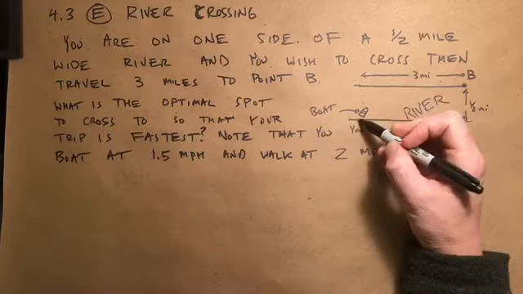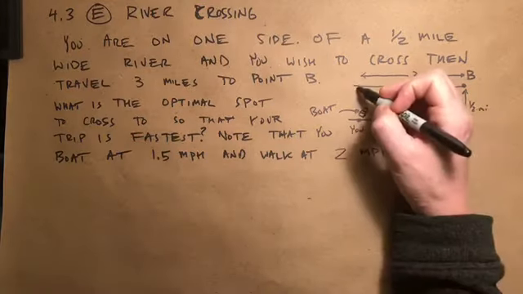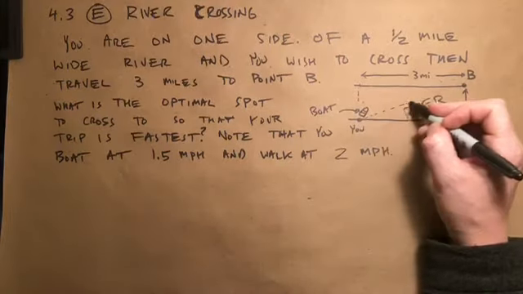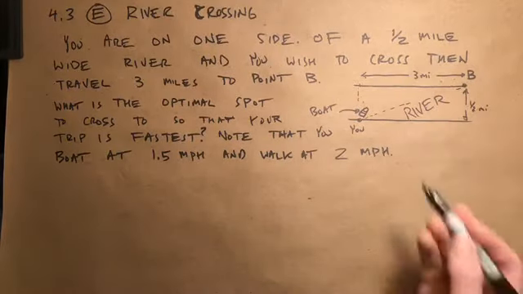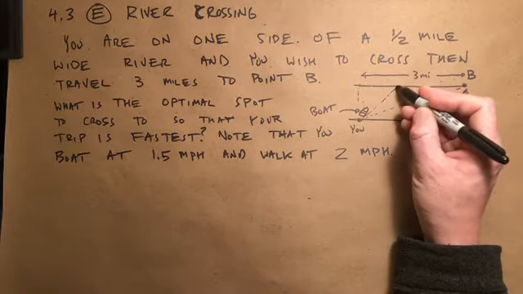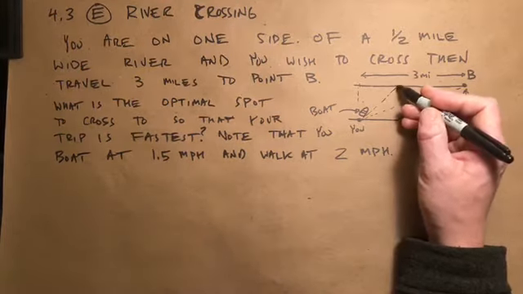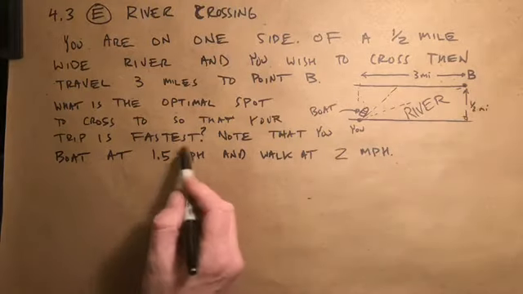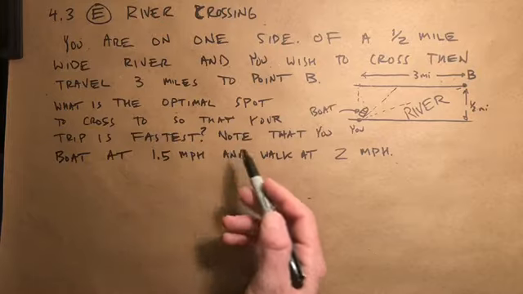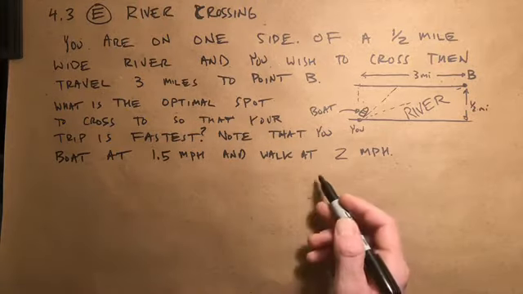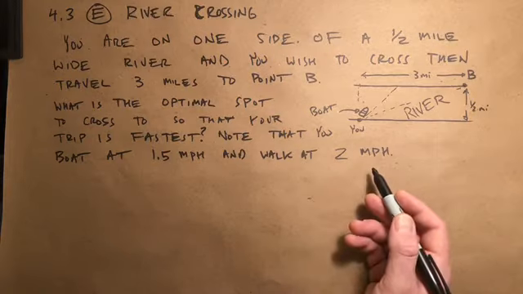The thing is that I could go straight across the river and go all the way to point B, or I can pick some unknown spot here, row to that point, and then walk the rest of the way. Now, I want my trip to be fastest, but we're told that we boat at 1.5 miles per hour and we walk at 2 miles per hour.